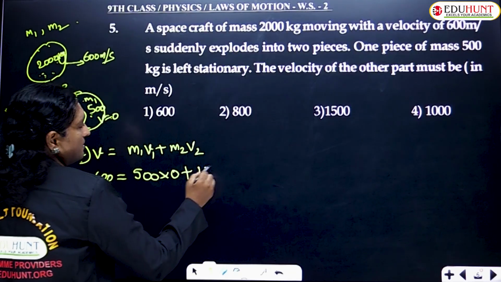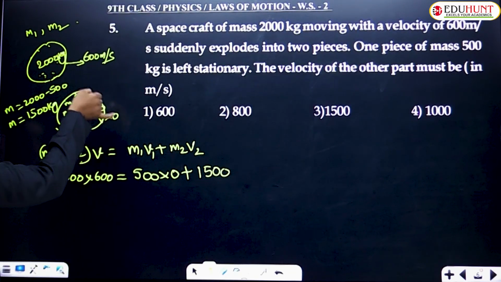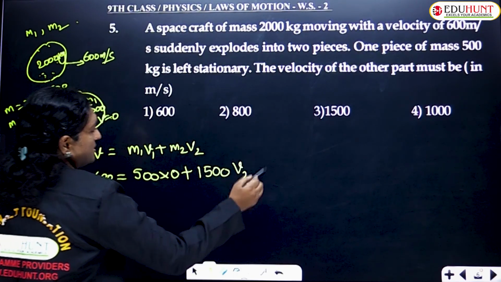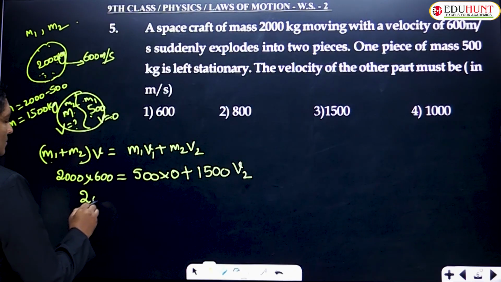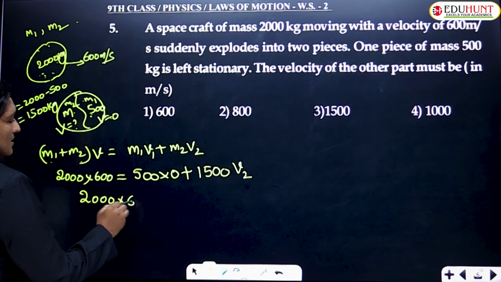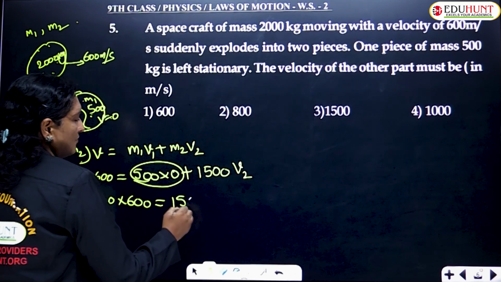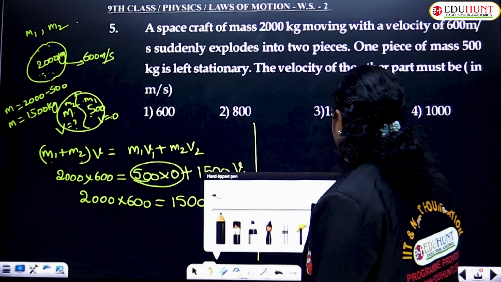Hence the second mass, even though it is not given, you can calculate by 2000 minus the one part, 500. So 1500 into the speed you have to find out. Clear? So clearly we have 2000 into 600 must be equals to 0 plus the leftover 1500 V2. That's it, children. So let us solve the same.